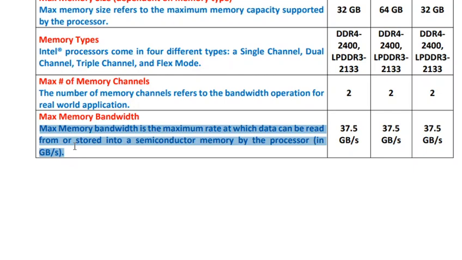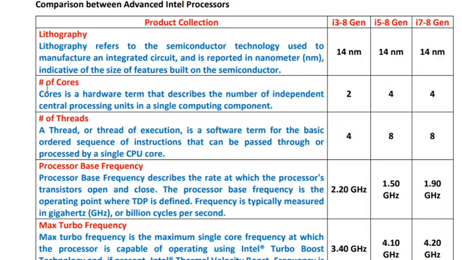So these are the notable 13 aspects across which we will be trying to compare the three Intel processors, which are i3 8th generation, i5 8th generation, and i7 8th generation. Now, lithography: in case of i3 8th generation, it is 14 nanometers. In case of i5 8th generation, it is 14 nanometers. And in case of i7 8th generation, it is 14 nanometers. So lithography across all three is 14 nanometers.